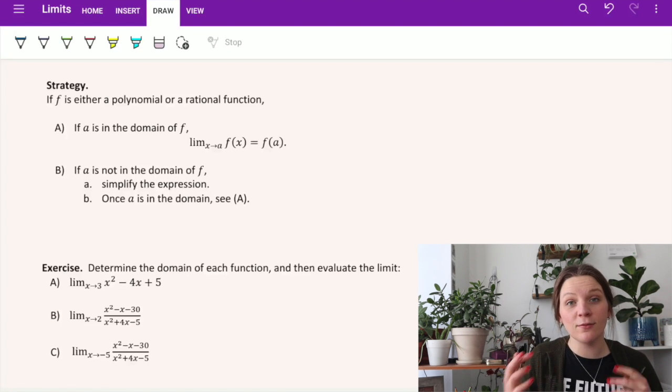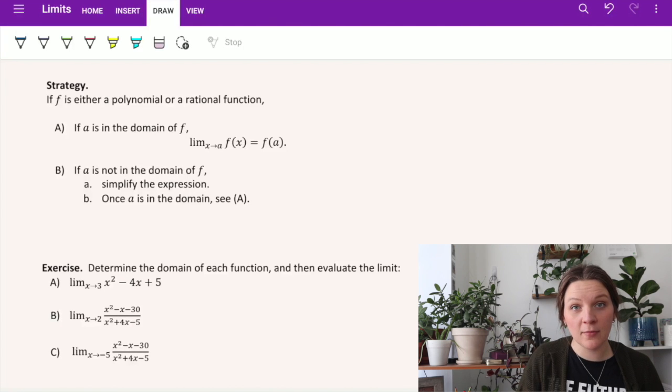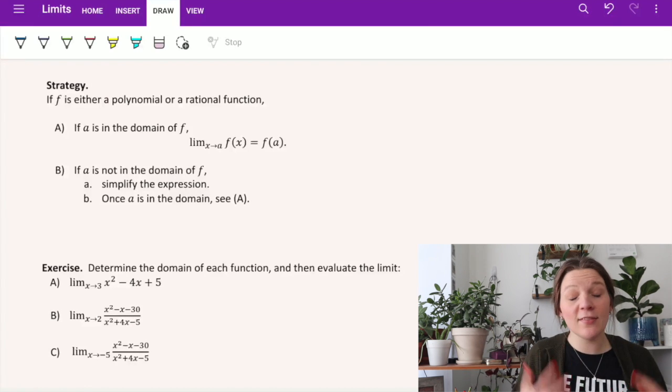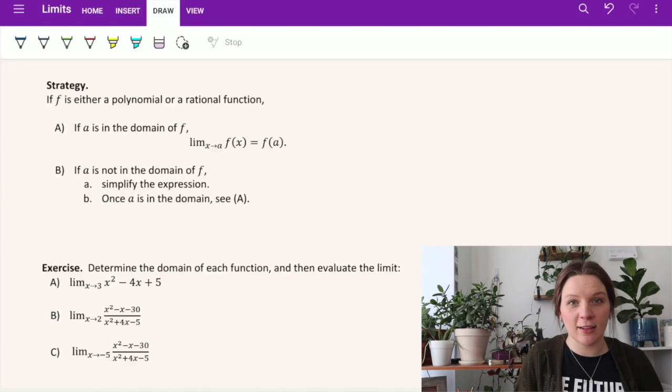So if you're given a rational function or a polynomial, and a is in your domain, so the value that you're approaching is in the domain of the function, then you can go ahead and evaluate your function without doing any more work. If a is not in the domain of your function f, then you have a bit more work to do. Your first step is going to be to try to simplify the expression of your function so that you get a new function whose domain does contain a. And once you've done that, you're back to step 1. You can plug it in and evaluate it, and you are done.